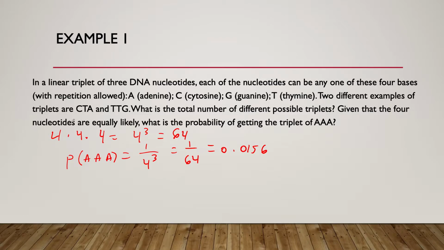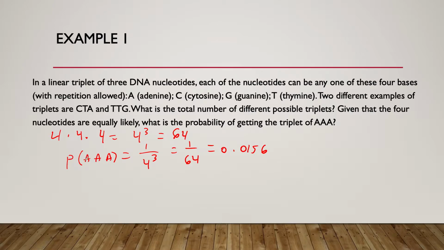Since we have a triplet, we have 3 potential locations. Each of those locations can be any of these 4. So there's 4 for the first, 4 for the second, 4 for the third. So 4 times 4 times 4. That's the same thing as 4 to the third power, and that's 64.